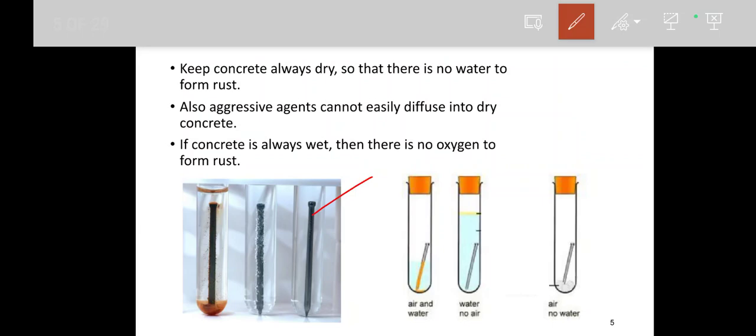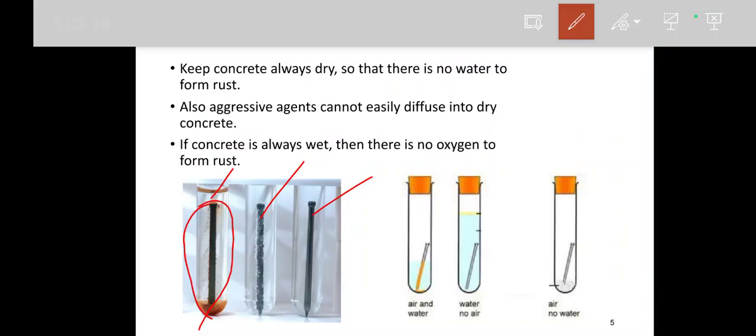Next, the nail is fully immersed in a glass tube filled with water. In that case also corrosion won't happen. But in the third case, where the tube is partially filled with water and partially with air, corrosion happens in this condition only. This is very important: only with the presence of both water and air will corrosion happen. If you stop either one, corrosion won't happen.